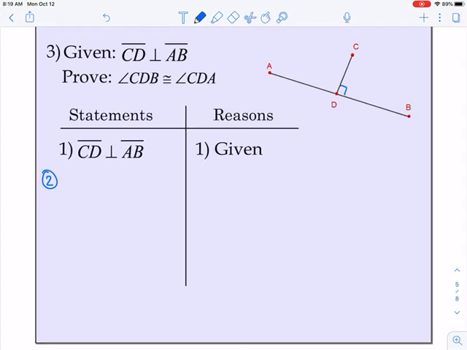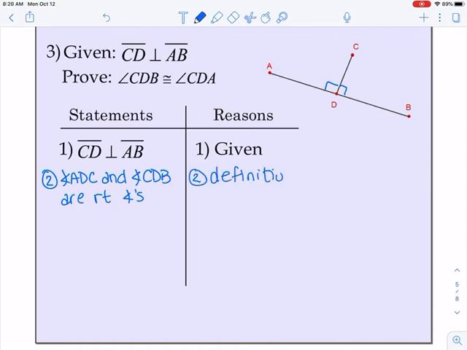So that one that I have marked off in blue to the right-hand side of the figure is going to be one of my right angles, and that one that I just marked on the left will be my other one. So angle ADC and angle CDB are right angles. And why is that? Definition of perpendicular lines.